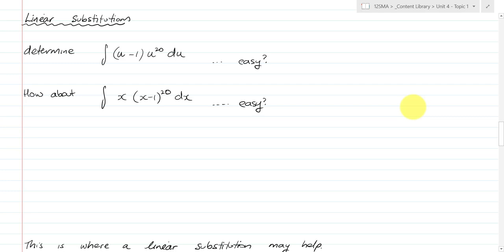So I've got two questions for you. The first one is determine the integral of u minus 1 times u to the power of 20 du. Is this easy, or is x times x minus 1 to the power of 20 dx easy?